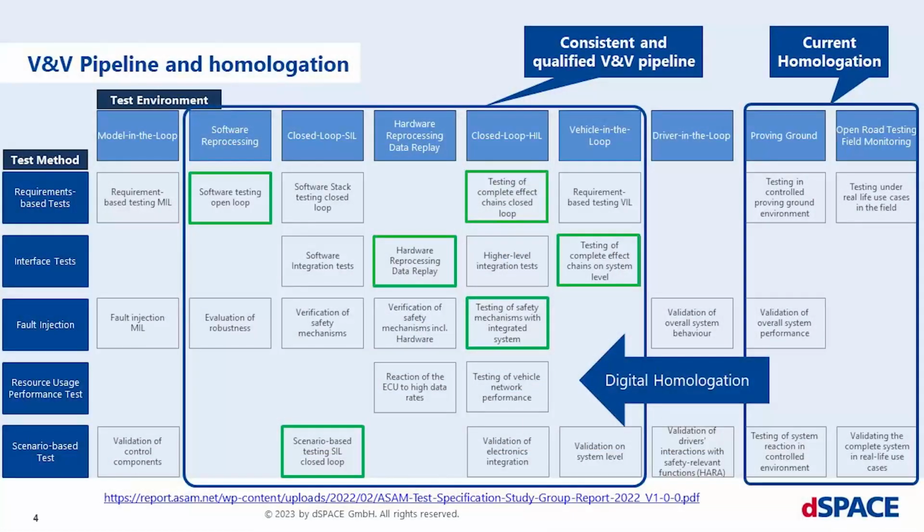Today, proving ground and real-road testing are essential for vehicle homologation. However, due to the complexity of Level 3+ vehicles and shorter software update cycles, more frequent component and vehicle type approval will be required soon. This will not be feasible without making homologation digital by further increasing the share of lab-based verification and validation in the vehicle approval process.